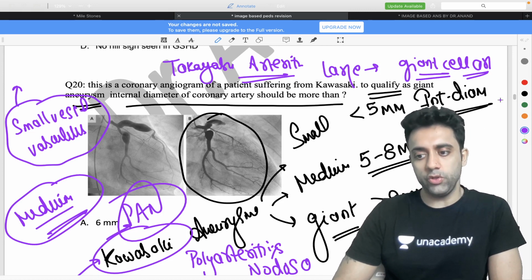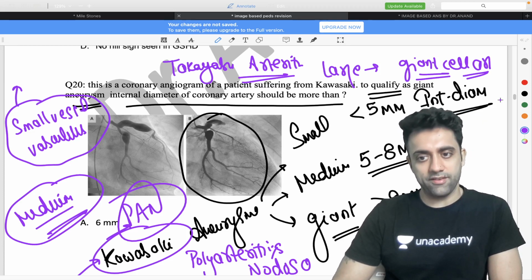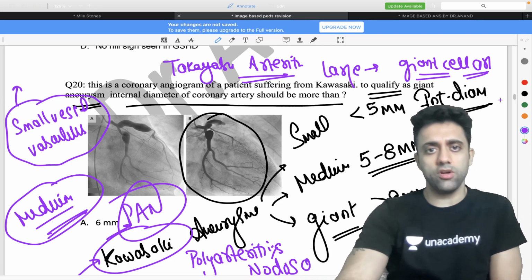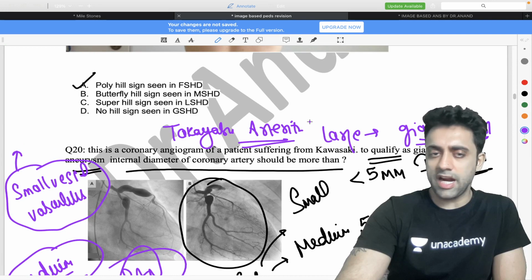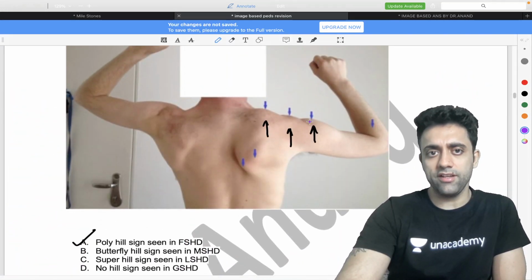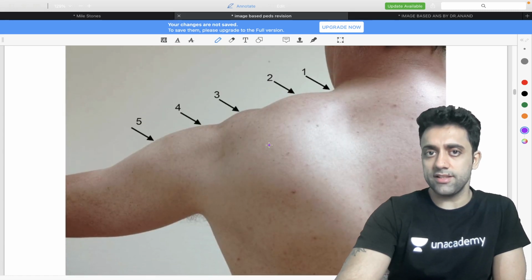We are covering huge segments. We are covering every corner of pediatrics, and we are trying to cover the whole syllabus. And if you can see, we have done good questions. Which topics have we covered? We covered large vessel and medium vessel vasculitis. Then one very important question on the Poly Hill sign in facioscapulohumeral dystrophy. This Poly Hill sign is very important.